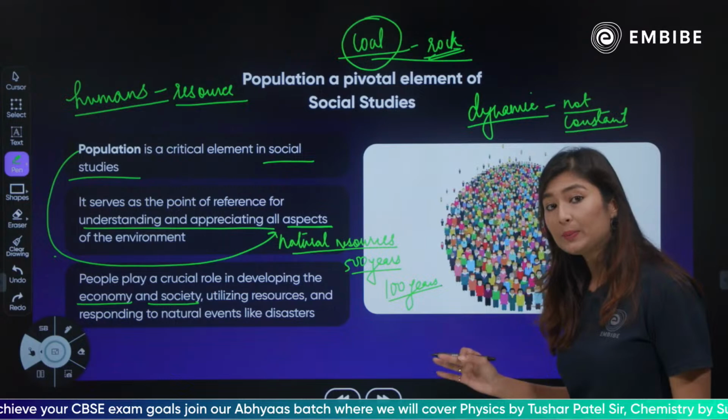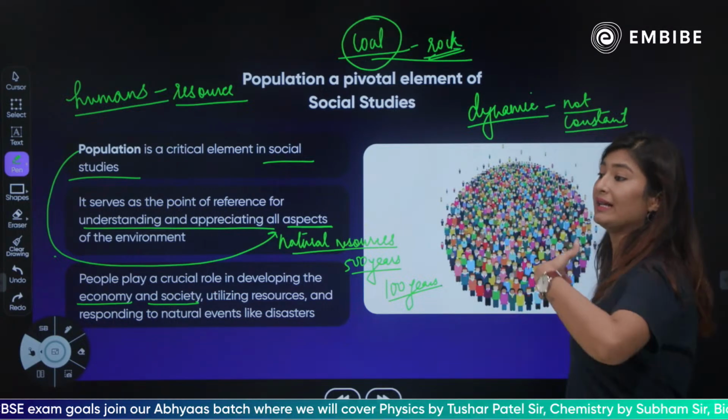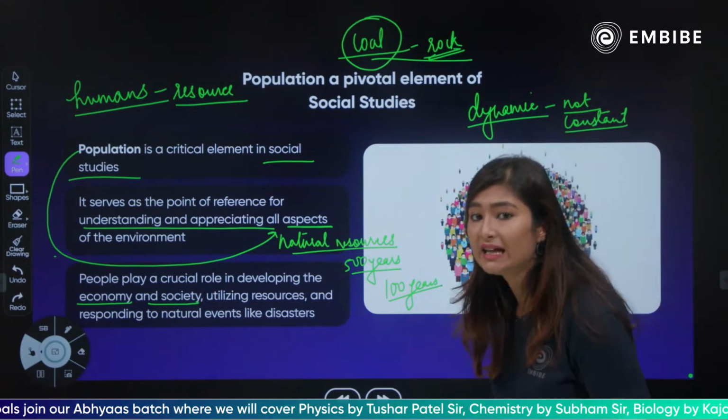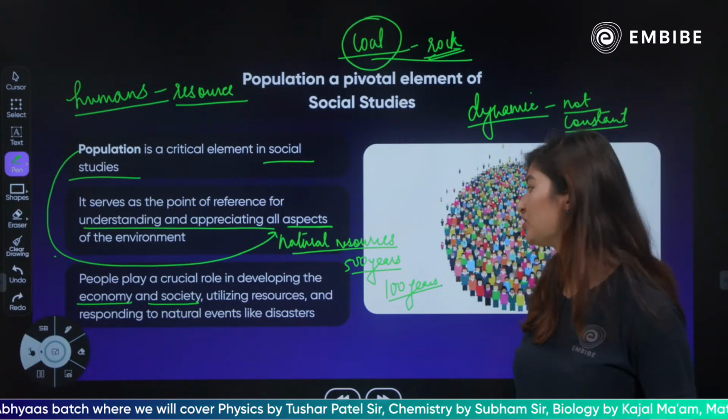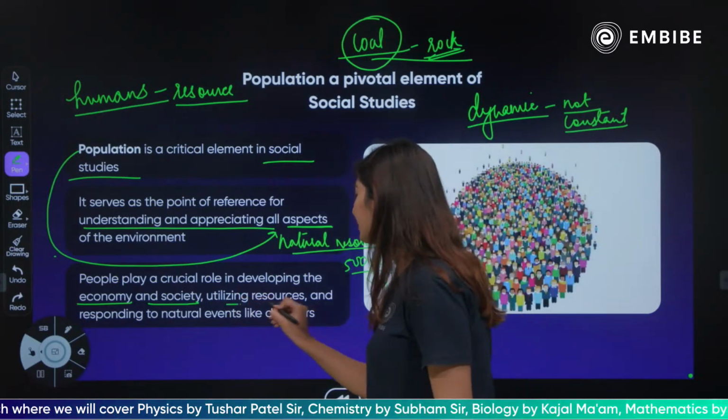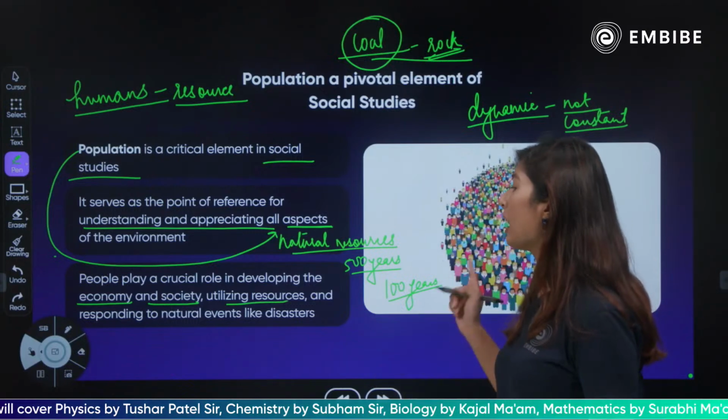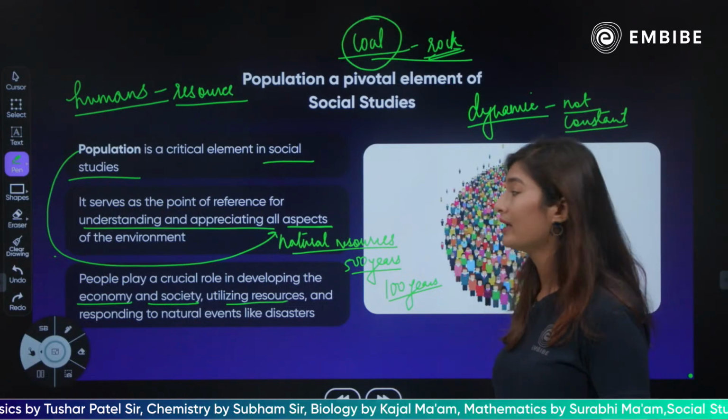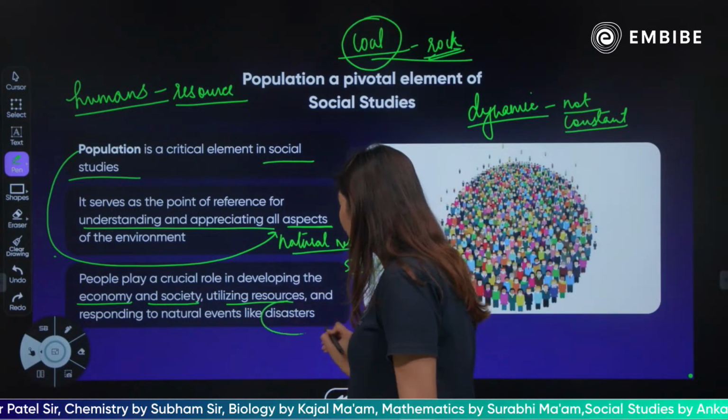So, it is the people, it is the population that definitely its requirement, its need, its development is making all of these changes happen. How we are using the resources and of course, how we are responding to even the natural events like disasters. Now, what does this mean?